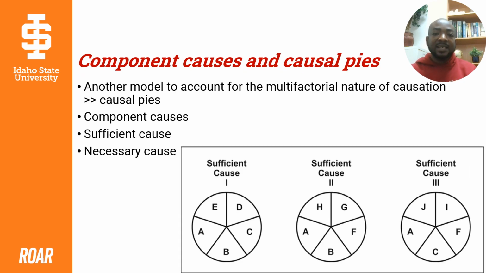So because the agent-host-environment model did not work well for many non-infectious diseases, several other models that attempt to account for the multifactorial nature of causation have been proposed. One such model was proposed by Rothman in 1976 and has come to be known as the causal pies. This model is illustrated in the figure here.